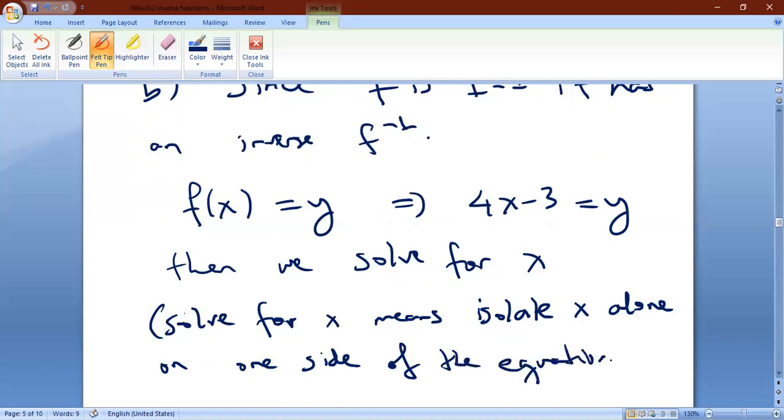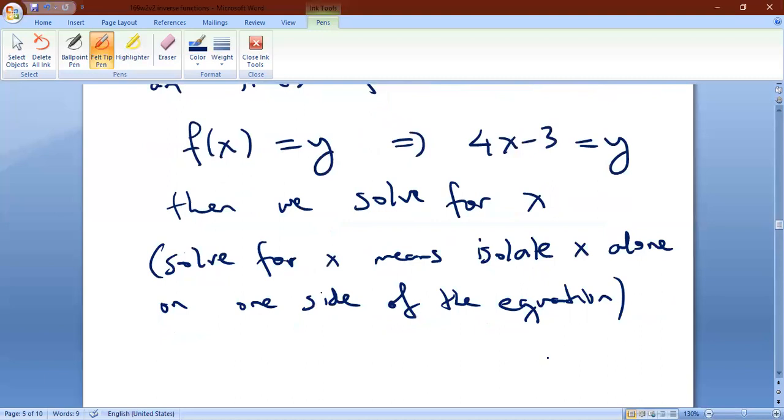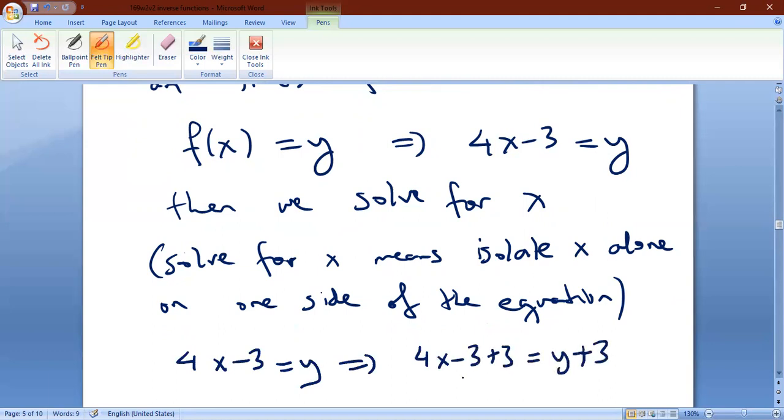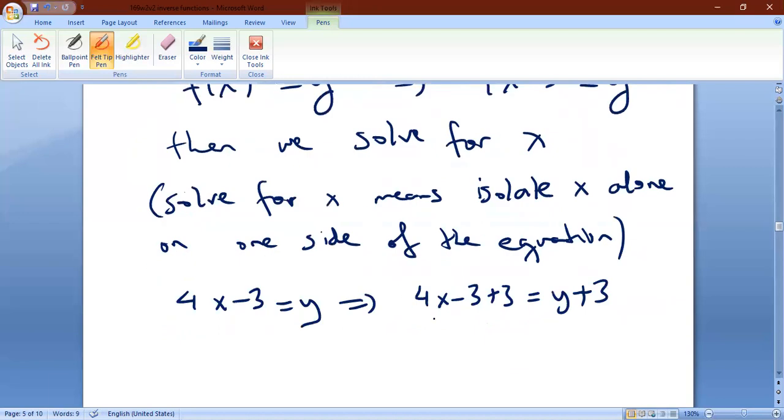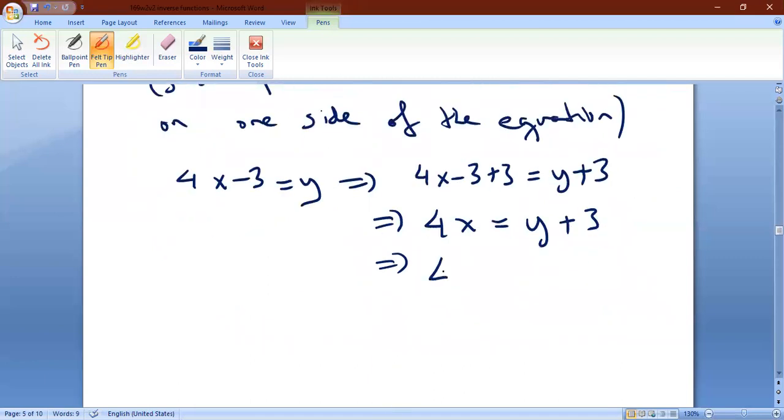Now, what does this mean? We don't want the 4, we don't want the minus 3 on the left. We want only x on the left. So take this 4x minus 3 equals y equation, and add 3 to both sides. Then this is going to give us 4x equals y plus 3. And then we don't want the 4 now, so divide both sides by 4.